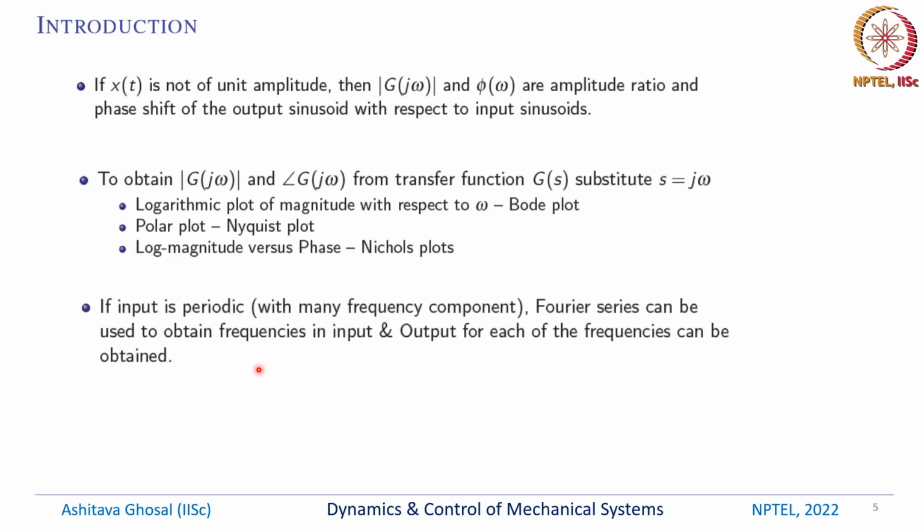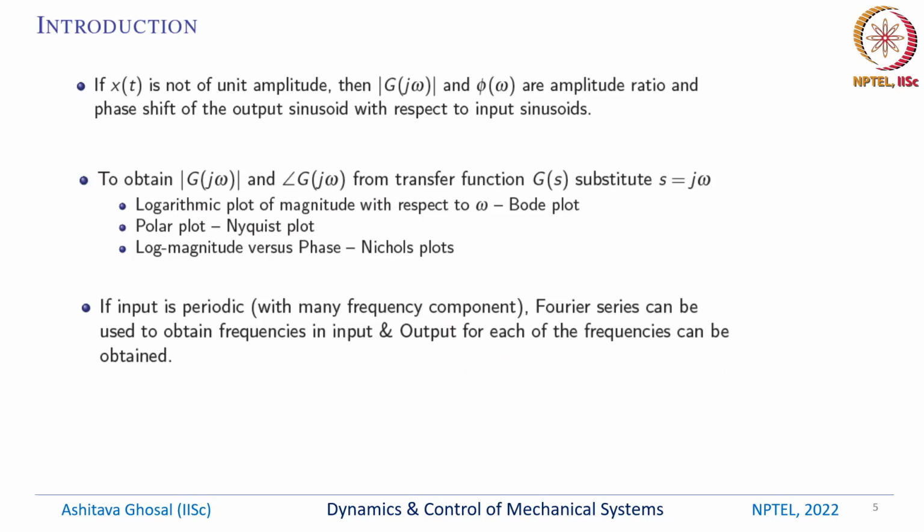If the input is periodic with many frequency components, most likely any signal or any excitation need not be of a single omega. It could be a combination of various omegas. So in that case, we can use Fourier series to obtain the frequencies in the input, and then for the output, we can obtain the response for each one of those input omegas. So it's a very, very powerful technique.